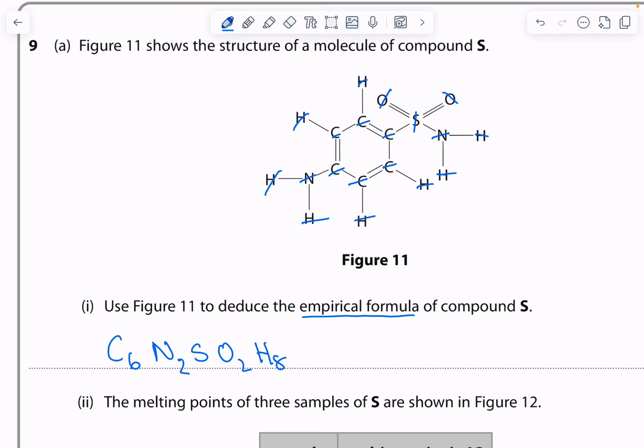H8. Now, if I check and look at this carefully, what I can see is that there isn't a way to simplify this because there's only one S. I can't factor this down anything. So that is actually the molecular formula and also the empirical formula for this substance.